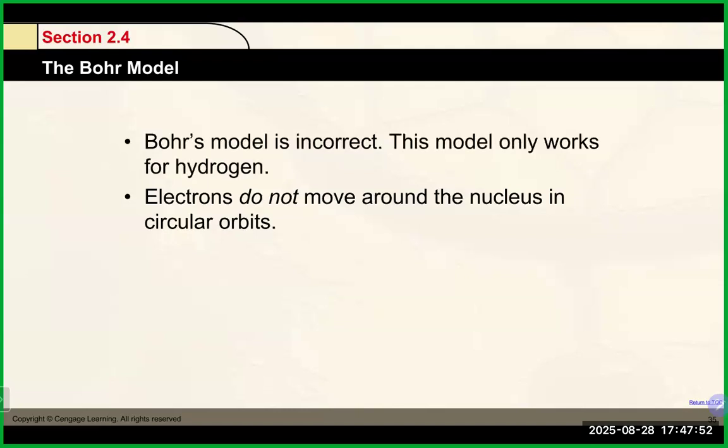As I mentioned before, Bohr's model is incorrect. It does not hold up as you go to things that have more than one electron. As you move away from something like hydrogen that only has one electron, the model doesn't work well. And as we'll talk about shortly, electrons do not really move in circular orbits around the nucleus. We don't really know exactly how they are moving, and it's definitely not in the planetary model that Bohr described.